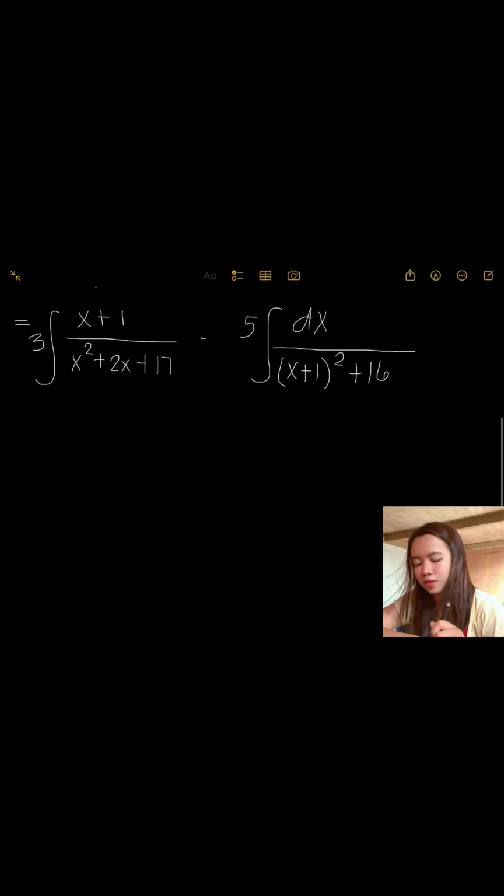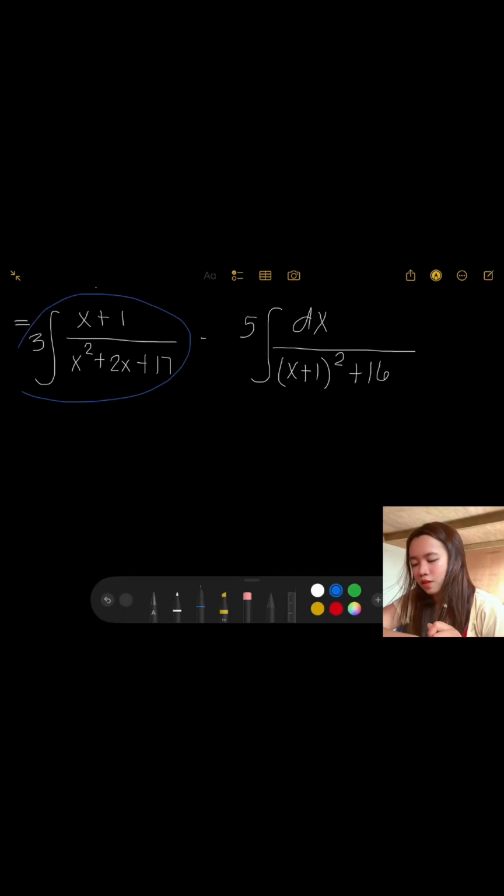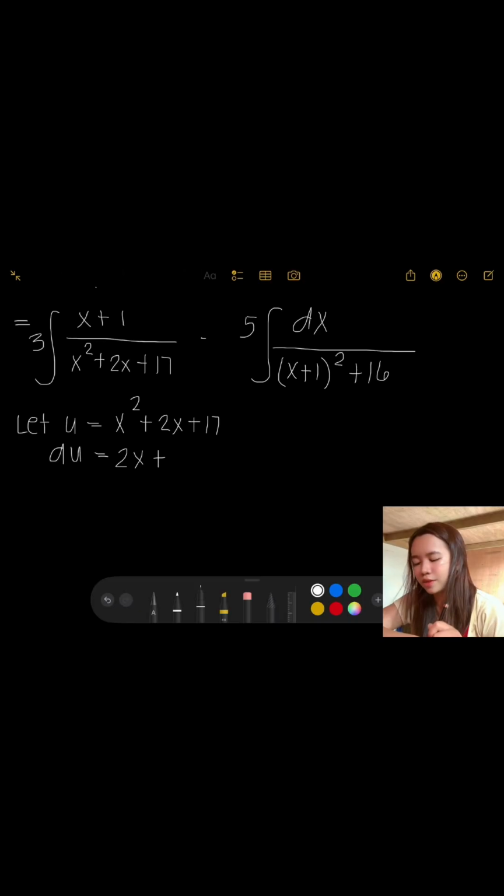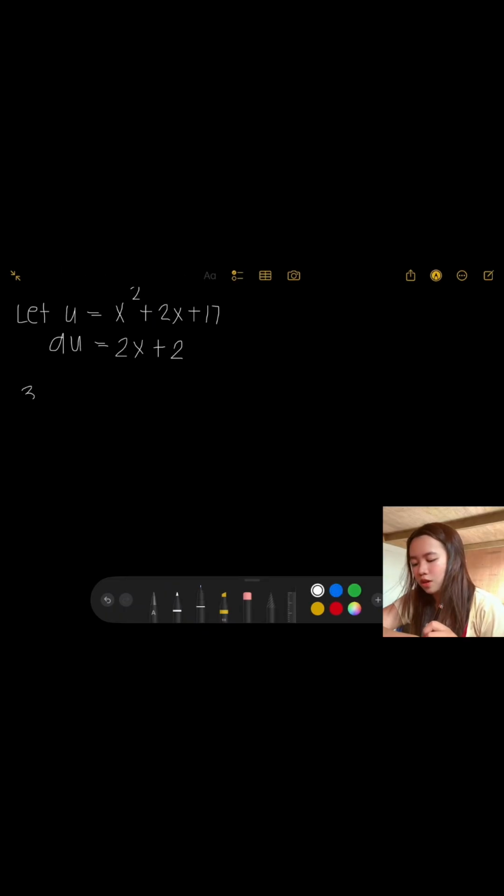So we will first integrate this one. Let u equal x squared plus 2x plus 17. Our du will be 2x plus 2. So it's now very similar to our numerator. So we will multiply the numerator by 2 and 1/2. So this will become 3 over 2 ln x squared plus 2x plus 17.